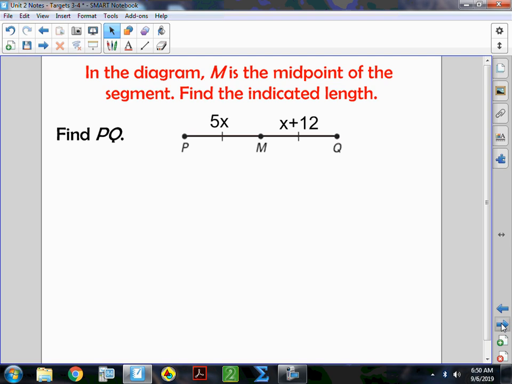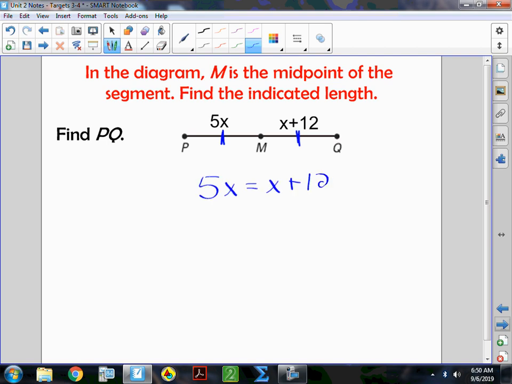Same thing on this one. Given M is the midpoint, find the indicated length. M is the midpoint. The two segments on either side are congruent, so their measures are equal. So if I subtract x on both sides, I get 4x equals 12. Divide by 4, and I get x equals 3.